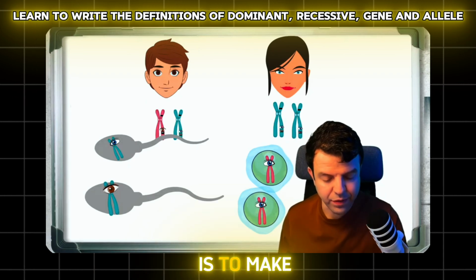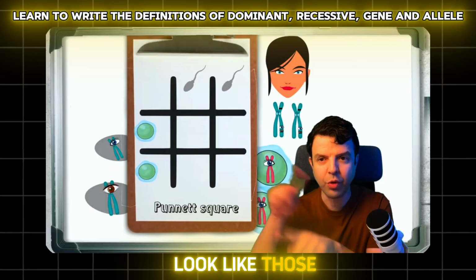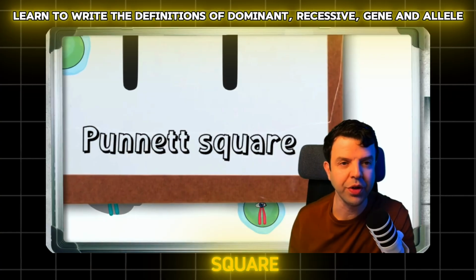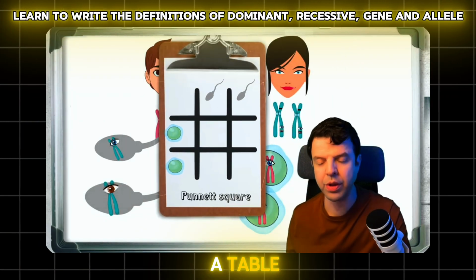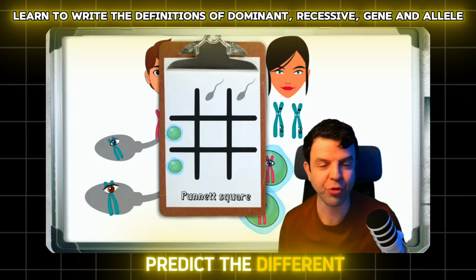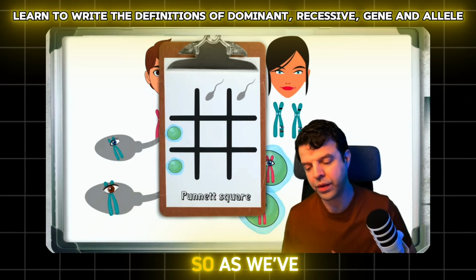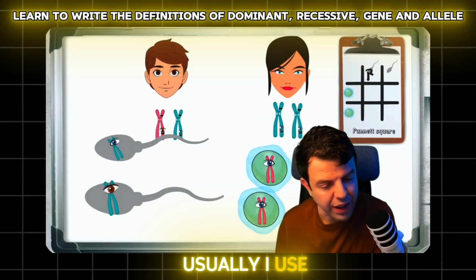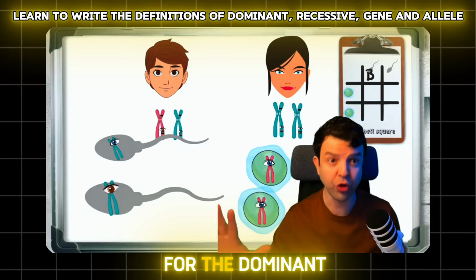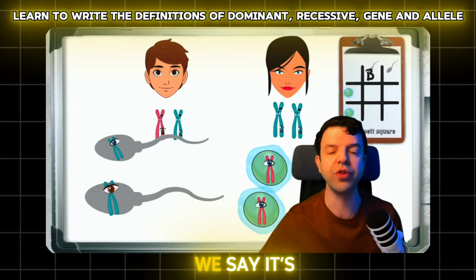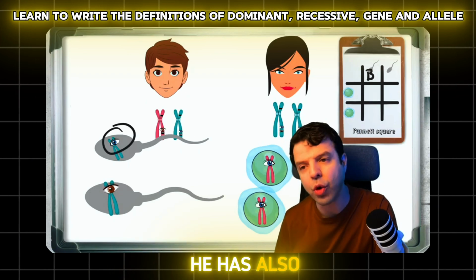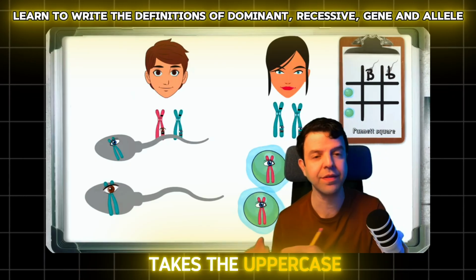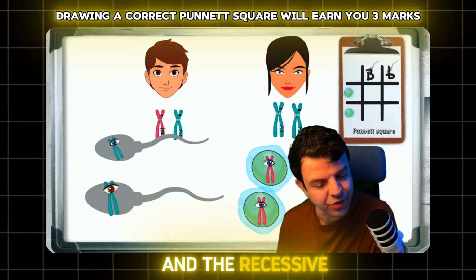The best way is to make something like this. Looks like those XO things. We call this a Punnett square. A Punnett square is just like a table. It helps us to predict the outcome of this marriage. So, as we've stated earlier, he has brown. Usually I use uppercase for the dominant, just to show a stronger dominant case, we say it's B capital. And he also has the blue. Just gonna put B small here, okay? So again, the dominant allele takes the uppercase capital letter, and the recessive gets the B small, right?